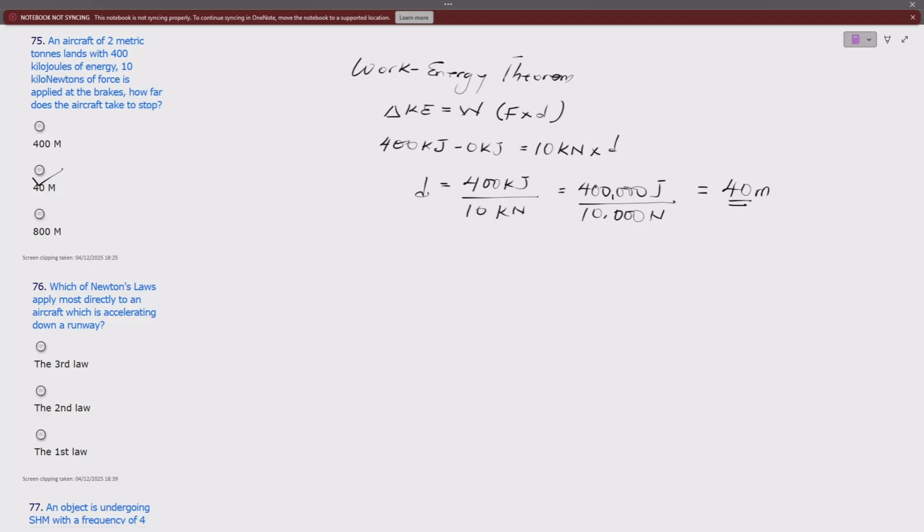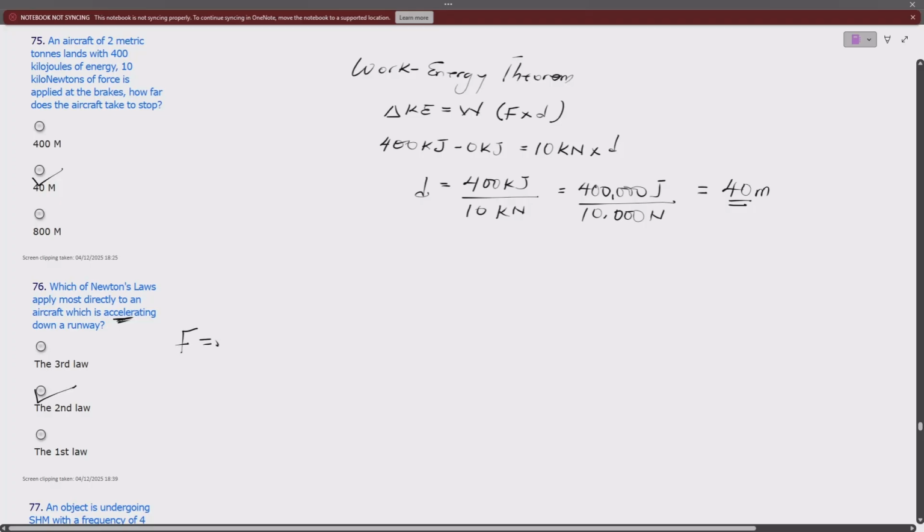Which of Newton's laws applies mostly to an aircraft which is accelerating down a runway? When you hear the word acceleration, always go for the second law. That is force equals mass times acceleration.